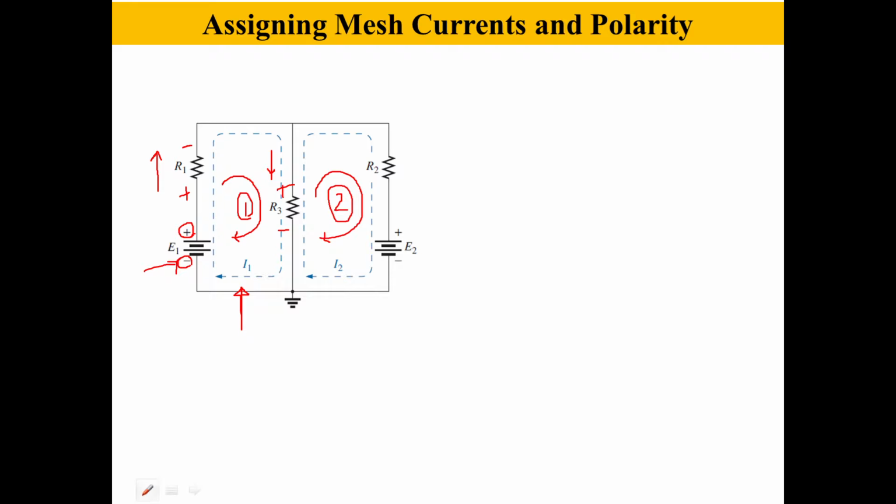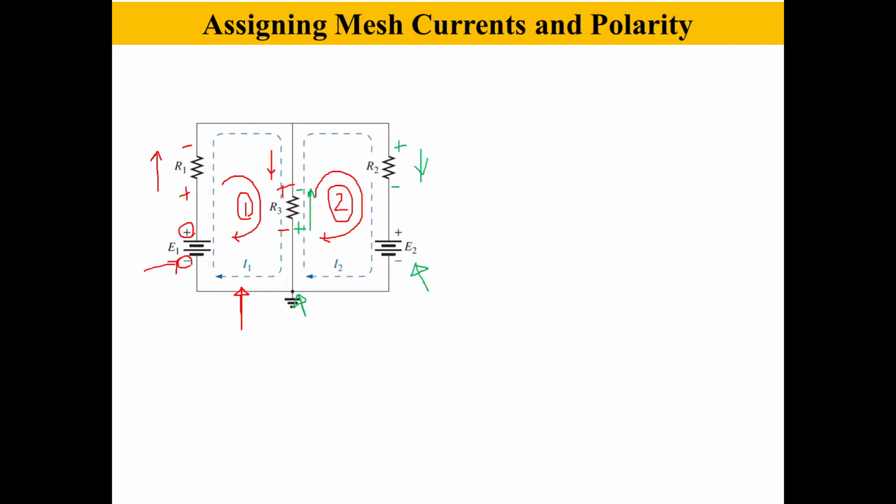Now let us go to mesh 2. In mesh 2, again we'll start from here. Here in mesh 2, you find that the mesh current I2 in resistance R3 is flowing from bottom to top. So this becomes positive and this becomes negative. When you take R2, you find that the mesh current is flowing down. That means this terminal will become positive and this terminal will become negative. For the source, you need not do anything because the terminals are already marked. So this completes the second step.